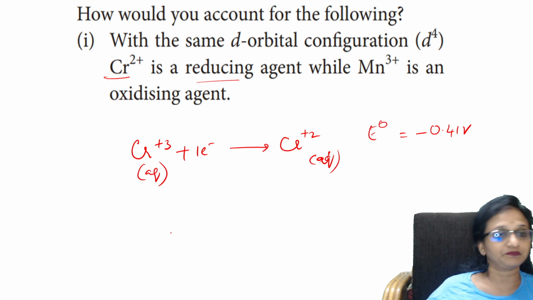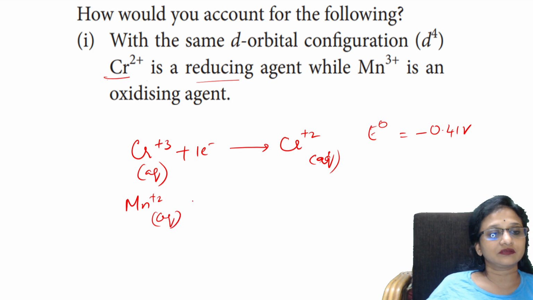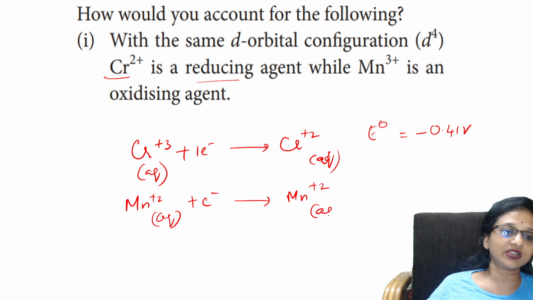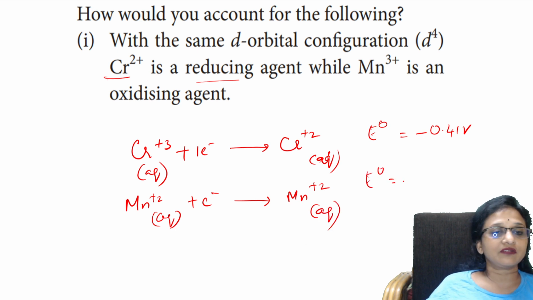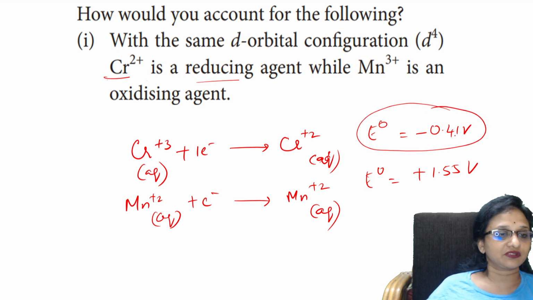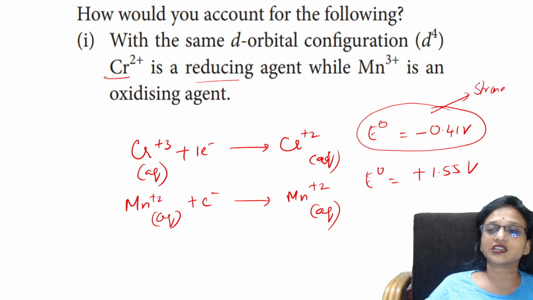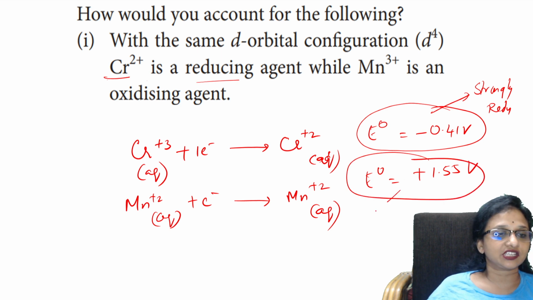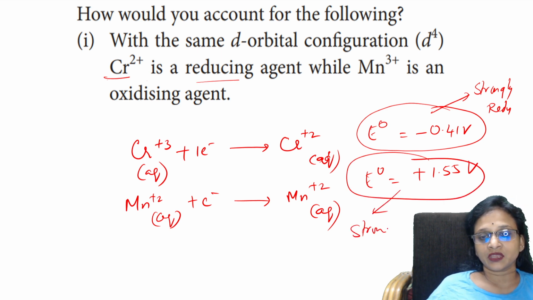Because of gaining electrons, observe the electrode potential of this is negative, minus 0.41 volts. Done. Now check Mn+3 in aqueous solution. Taking 1 electron, it is becoming Mn+2. This is also in aqueous solution. Electrode potential value is plus 1.55 volts. Now tell me, the negative value of this, what is it, students? It is SRP. It is strongly reducing. The positive value of this means it is strongly oxidizing.